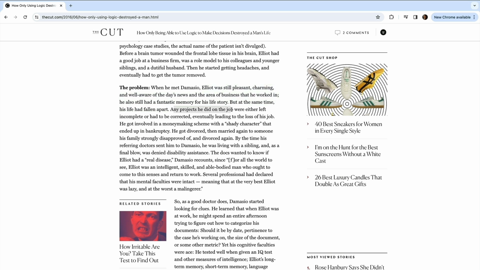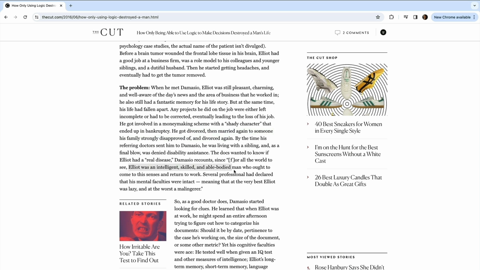Any projects he did on the job were either left incomplete or had to be corrected, eventually leading to his loss of job. He got involved in like a money-making scheme with some shady characters. It ended up getting him to bankruptcy. He got divorced, married again to somebody that his family didn't approve, divorced again. Basically, his life fell apart. So he was still logical, but his life was falling apart.